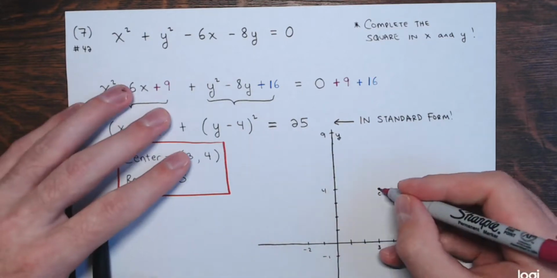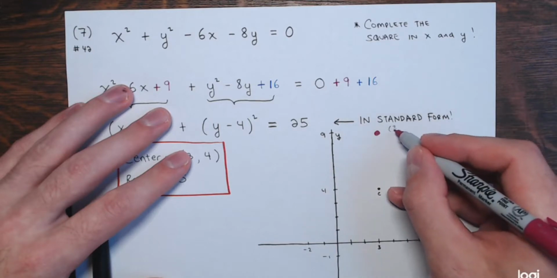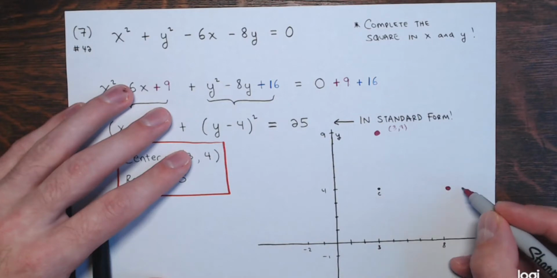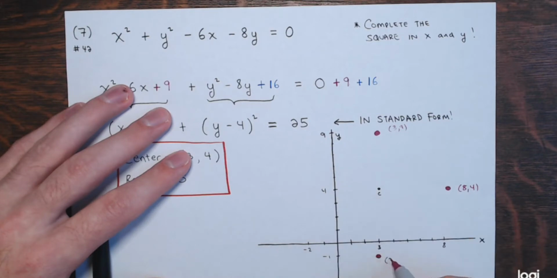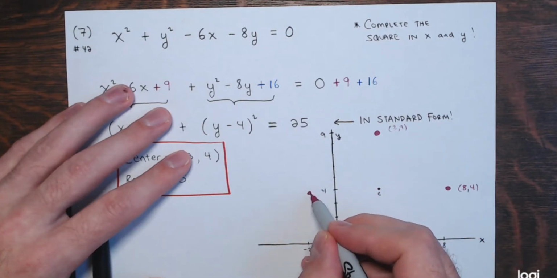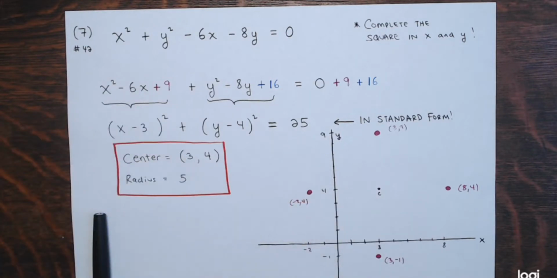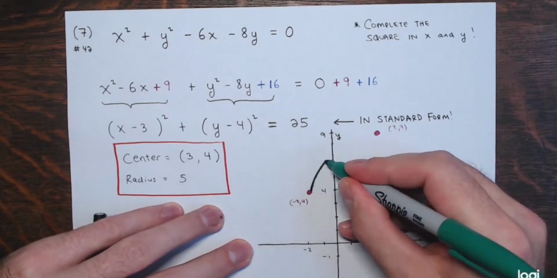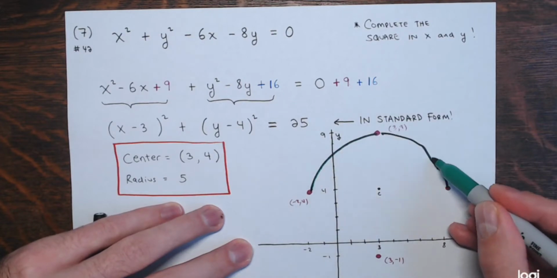So 5 units above the center would be the point 3, 9. 5 units to the right of the center would be 8, 4. 5 units below the center would be 3, -1. And 5 units to the left of the center would be -2, 4. Now that I've got these 4 points in, I can make a rough sketch of the rest of the circle, all the other points that are 5 units away from the point 3, 4. Oops, hit a groove in my table.